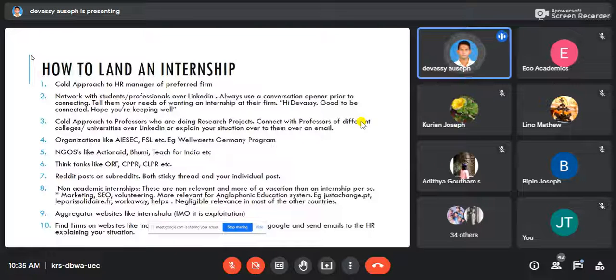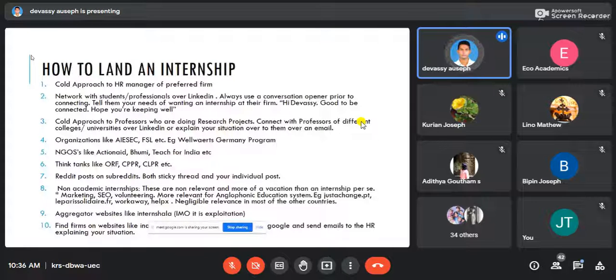Then there are certain organizations like ISEC, FSL. For example, FSL gives a program called the Wellwards Germany program. It's a fully sponsored program. You just have to get your passport. For 1 year, you'll be in Germany. You'll get credits for this program. You'll be working in Germany for one entire year. It's fully sponsored. You don't have to spend a single penny. So look out for organizations like ISEC, FSL, etc.